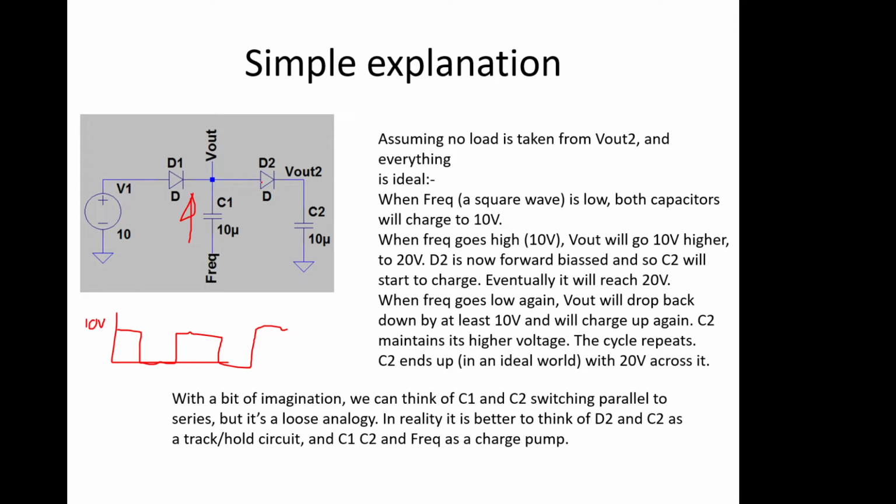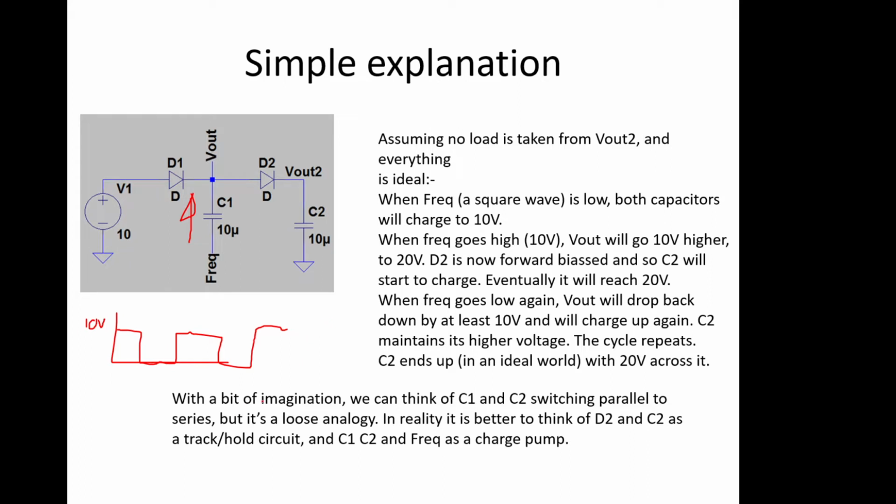That then forward biases this diode, and so this one will start to charge up, and eventually we'll reach 20 volts ideally, but of course there will be a drop, which we'll look at in the simulations. So this is just a first order approximation in principle. And then the whole cycle repeats itself, and eventually C2, this one over here, ends up with 20 volts across it. Remember, we're not taking any load out of it at the moment, so it should step itself up and sit at 20 volts, given there was 10 volts coming in and we've just been switching a 10 volt supply here. And so that's quite a neat trick.